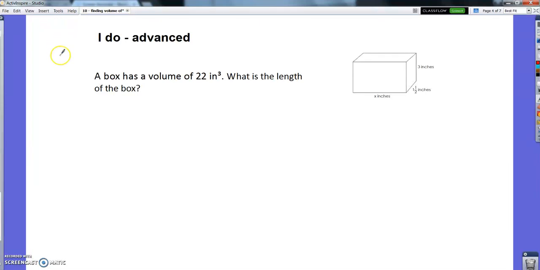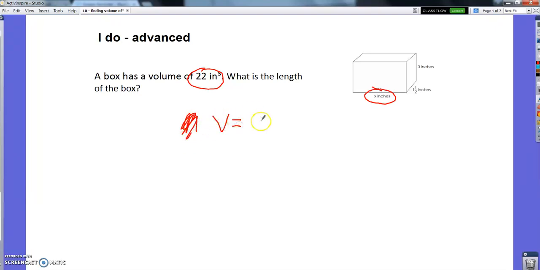It's a little different. So here, a box has a volume of 22 cubic inches. What is the length of the box? So we have an unknown value here. I know the width, and I know the height, but I don't know the length of the box.